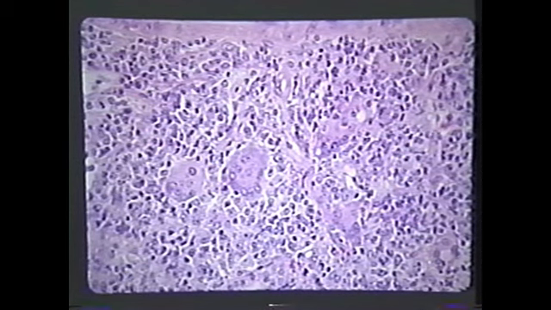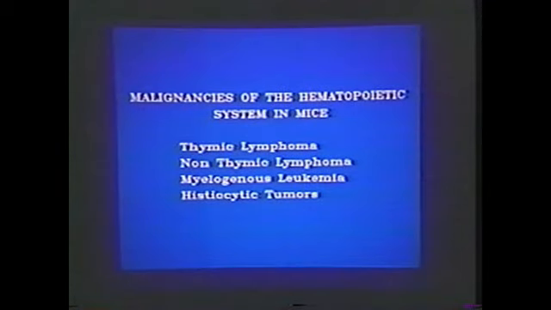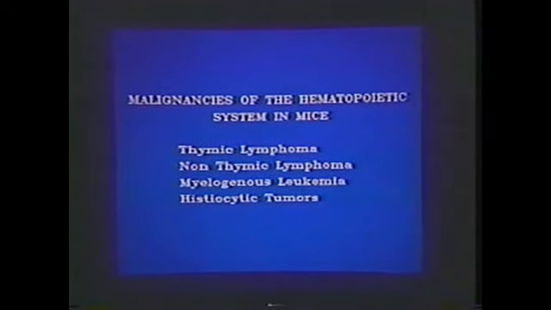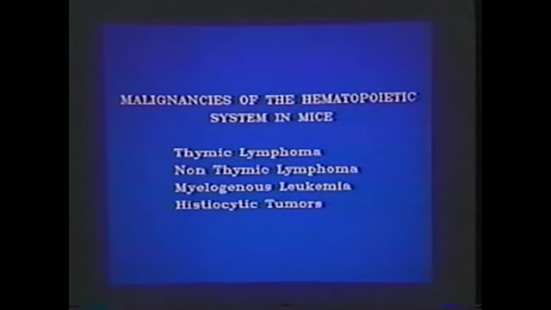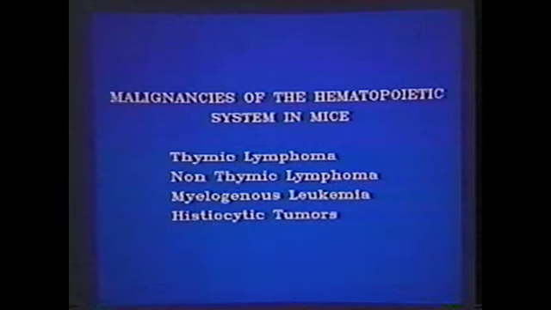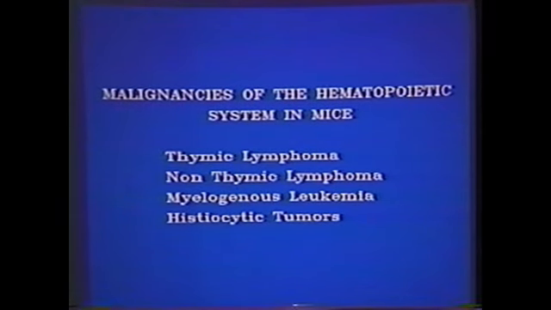Another term that's been used for these is follicular center cell sarcoma, where there's a mixed population varying from reticulum type cells to lymphocytes. So, malignancies of the hematopoietic system in mice: we have thymic lymphomas, non-thymic lymphomas or so-called B-cell tumors, rarely myelogenous leukemia, and certainly histiocytic tumors as well.